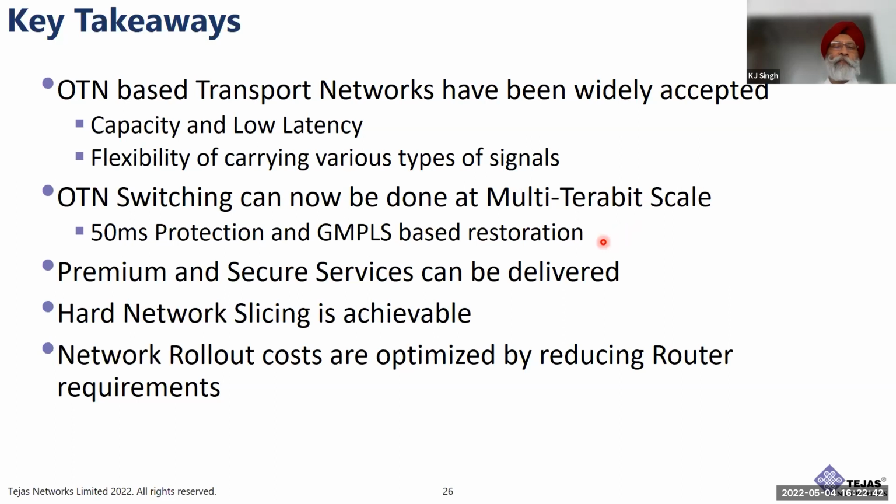Encrypted services ensure you secure services, and OTN gives you the premium services. With the multiplexing and the flexible size container, you can do this hard network slicing and reduce the amount of traffic that needs to be switched by the router. So I think overall, these are the things that I had mentioned in the use cases. And I'd just like this to be the key takeaway slide, that OTN is here to stay.